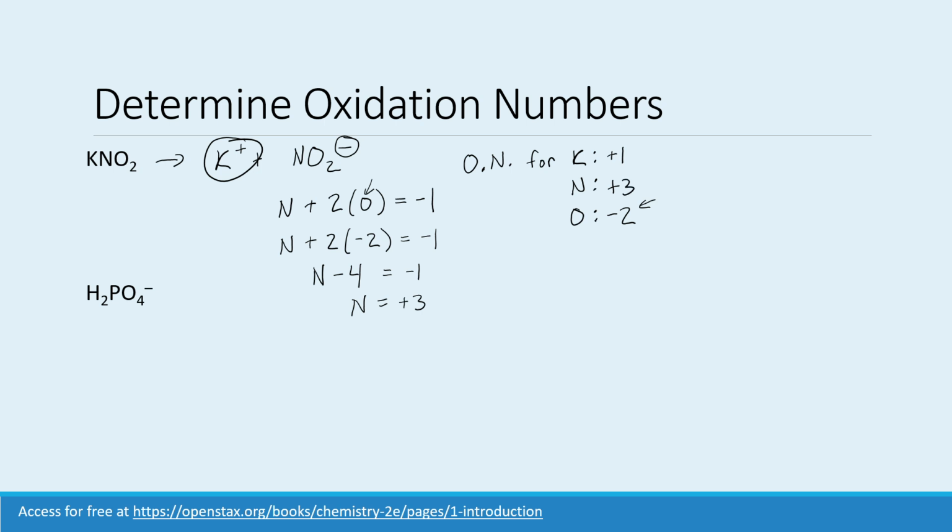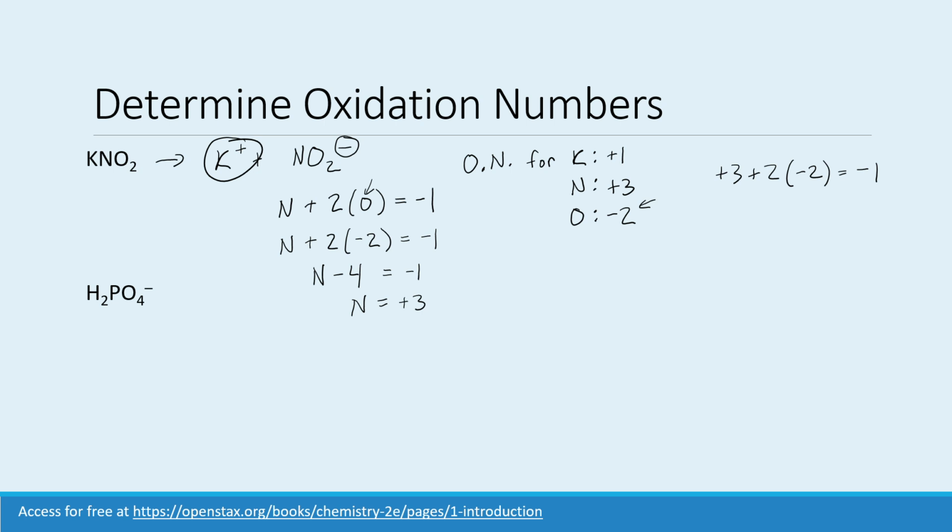And you can always go back and plug that into the equation and make sure. If you have nitrogen, which is a +3, plus 2 times your oxygen of a -2, of course that should come out to be -1 for that charge on the polyatomic ion.